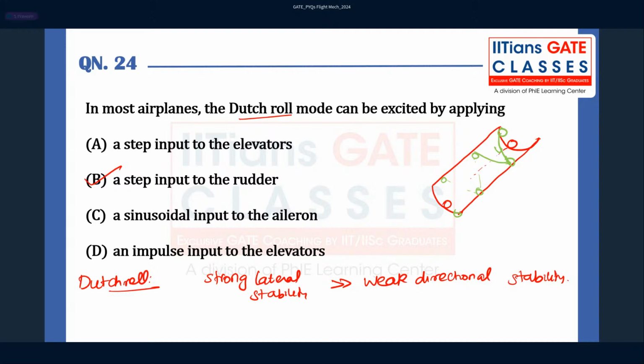Okay, hope you understand this, right? Yes. Okay. So just remember this. Dutch roll happens when you have a strong lateral stability but a weak directional stability, right? Okay. So if not, then let me go ahead.